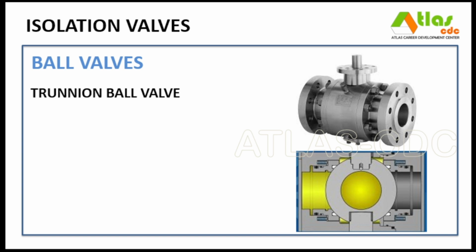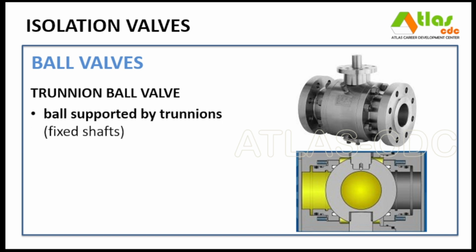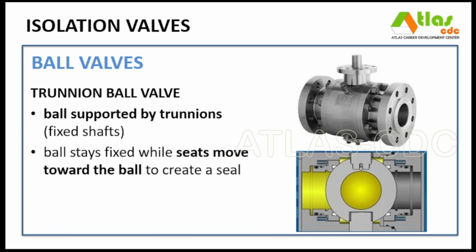A trunnion ball valve features a ball supported by trunnions or fixed shafts at the top and bottom, preventing it from moving under pressure. Unlike floating ball valves, its mechanism ensures the ball stays fixed while seats move toward the ball to create a seal.